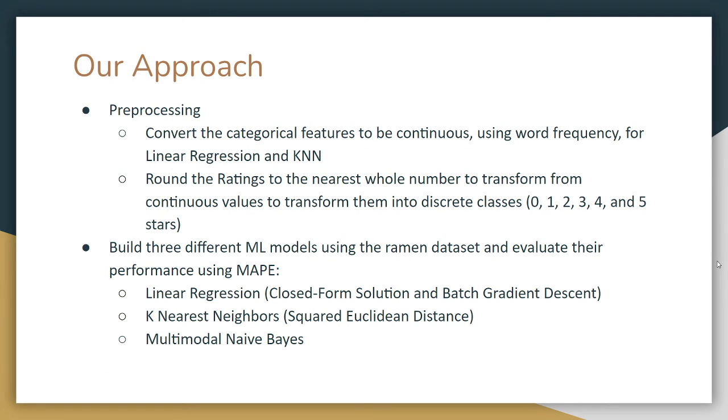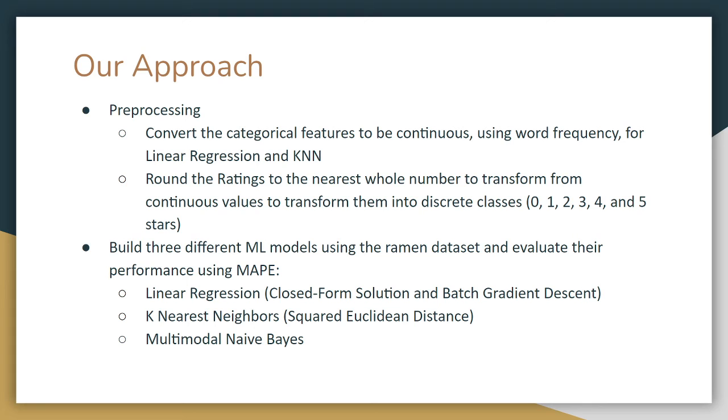Alright, so our approach for getting the data to work with these algorithms. The first thing we need to do is pre-process the data. So, we converted the categorical features to continuous features using a frequency sum of how often the words appeared in the data set. And we used this conversion for linear regression and KNN. We rounded the star ratings that contained float values like 3.5, 3.25. We made them integers and nice whole round numbers for discrete classes of 0 through 5.